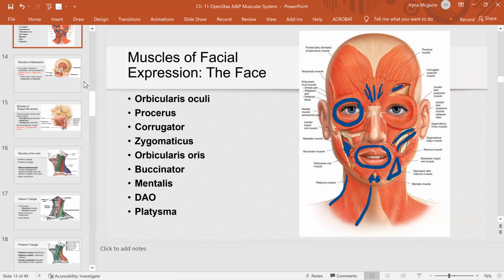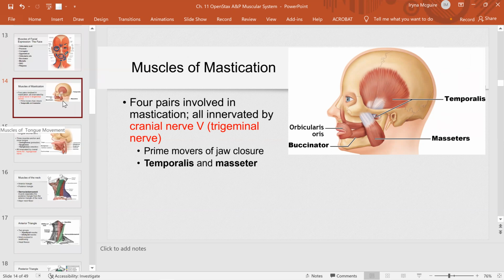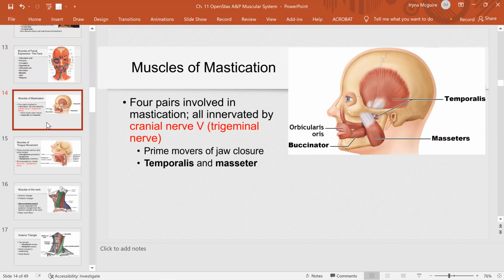Okay. Next we have muscles of mastication. 4 pairs are involved in mastication, and all those muscles are innervated by cranial nerve number 5, that is the trigeminal nerve. So muscles of facial expression, I want to remind you, are innervated by the facial nerve, and muscles of mastication by the trigeminal nerve. And over here, we see temporalis, that is the muscle right here, right? And masseter.